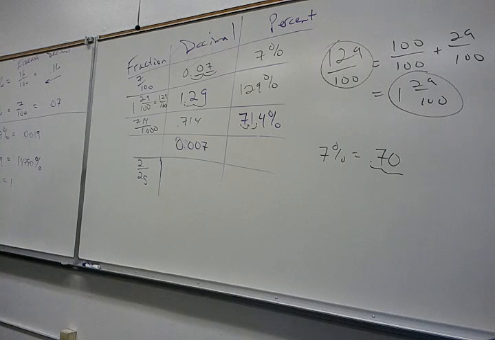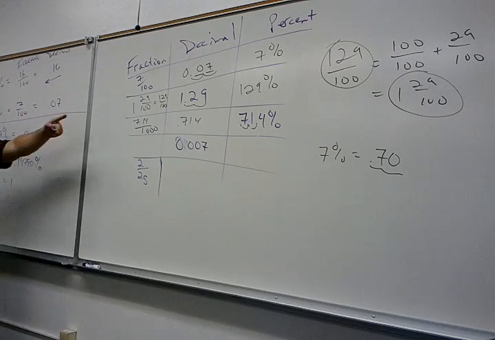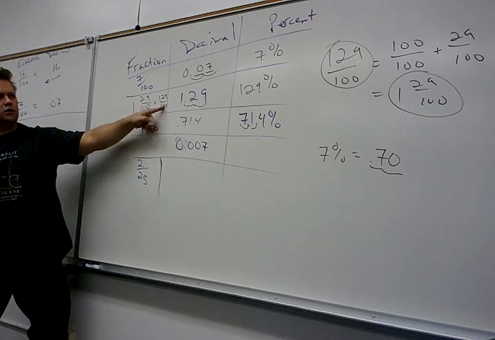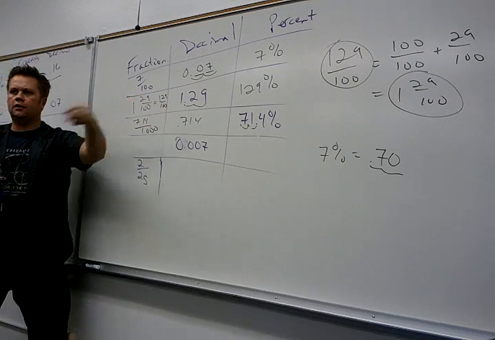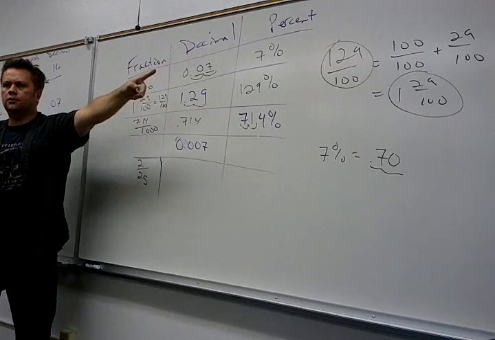For the problem right above it, are you ever going to ask for it to be not a mixed number? Not necessarily. I just want to show you that because it's out of 100, which is what percentage means. So 129 of 100 is 129%. That would be a direct way to go from fraction to percent.